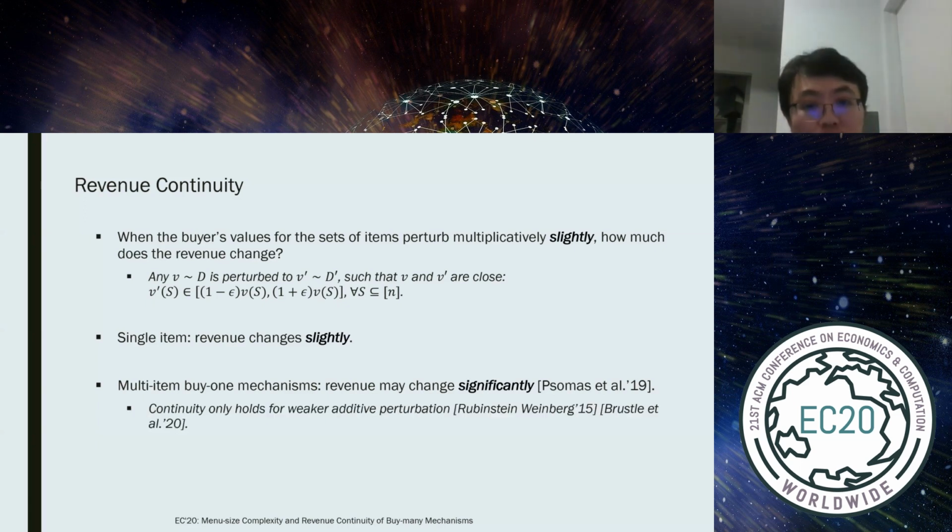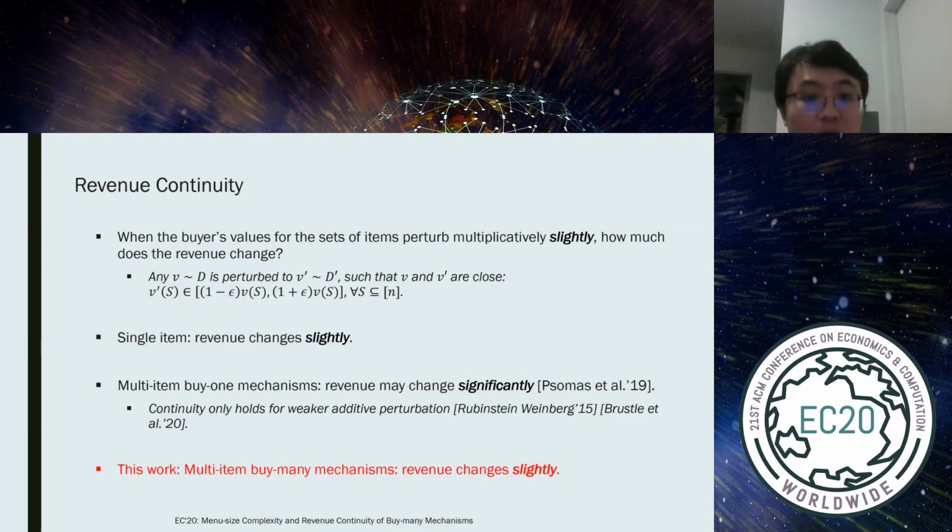So revenue continuity for buy-one mechanisms only holds when we use the Whittaker perturbation model, when the values are perturbed additively, and there is another EC paper working on that this year. However, in this work, we show that such revenue non-continuity doesn't happen to buy-many mechanisms.